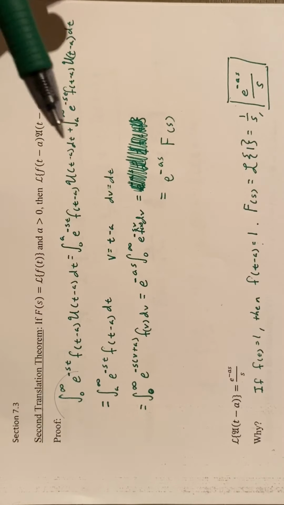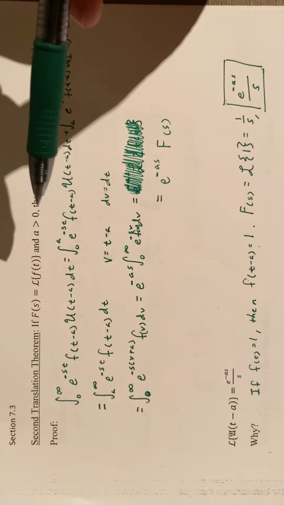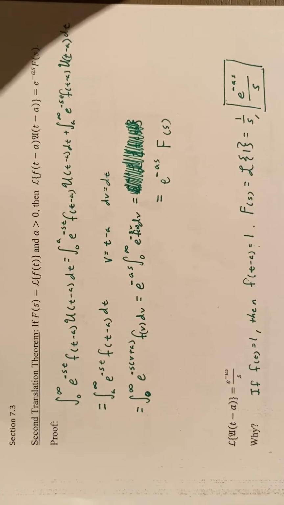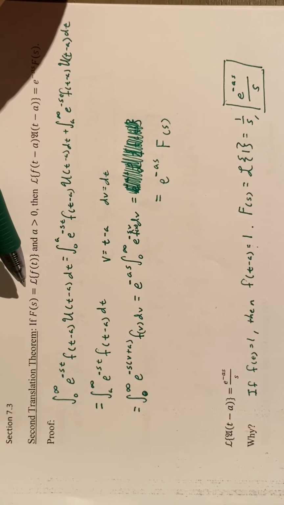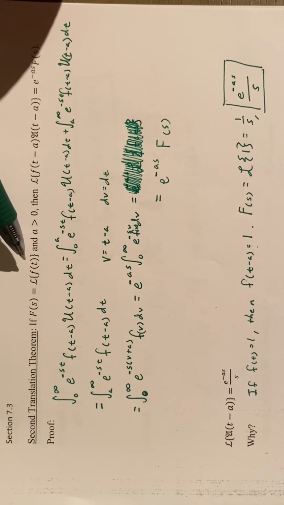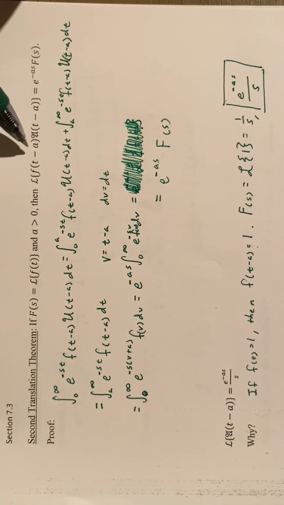Alright, welcome to page 4 of section 7.3, and here you're going to have the second translation theorem. So, if capital F of s is equal to the Laplace transform of f of t and a is greater than 0, then the Laplace transform of f of t minus a times the unit step function of t minus a is equal to just e to the negative as times capital F of s.